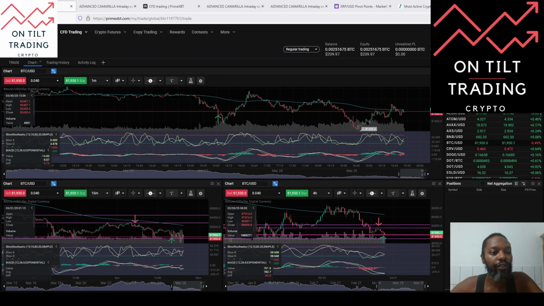Let's review my trade on Bitcoin today. Bitcoin got my attention. We'll come over here on the 15 minute. It got my attention because it was setting up here at the R3 Camarilla pivot here. This is R4 up here, and this is S3 here.